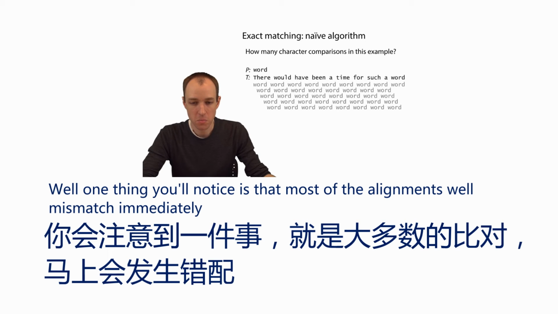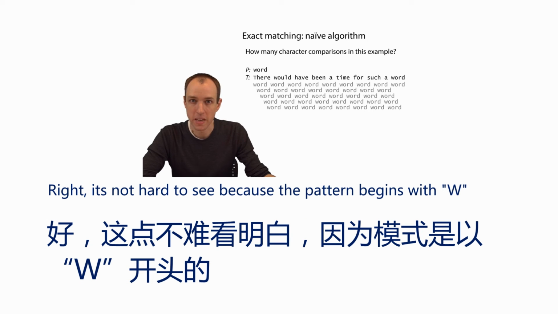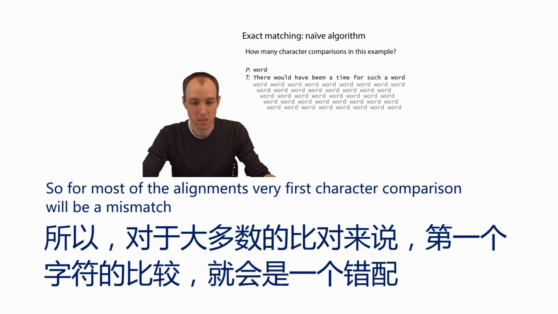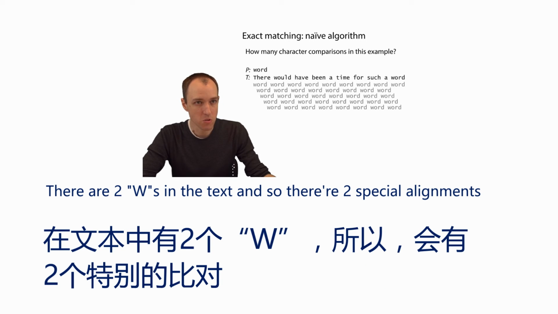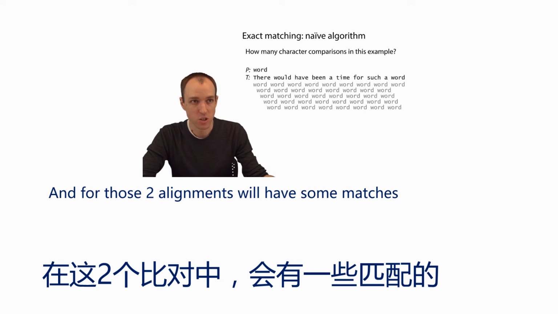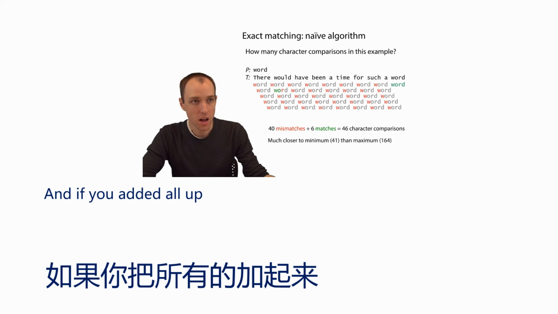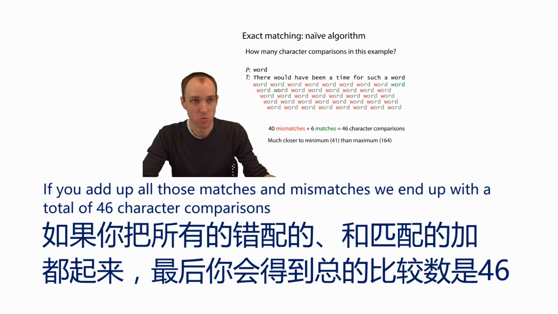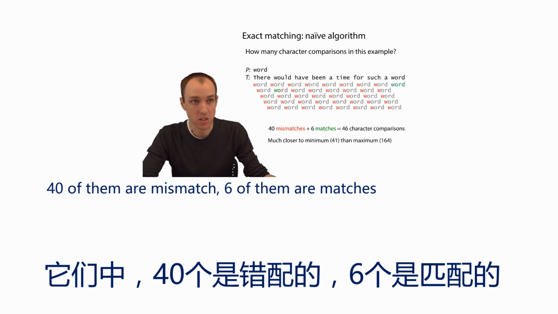Well, one thing you'll notice is that most of the alignments will mismatch immediately, right? It's not hard to see because the pattern begins with a W, and yet most of the characters in the text T are not W's. So for most of the alignments, the very first character comparison will be a mismatch. There are two W's in the text, and so there are two special alignments, and for those two alignments, we'll have some matches. I've highlighted in red all of the places where we mismatch, and in green all of the places where we match. If you add them all up, we end up with a total of 46 character comparisons. 40 of them are mismatches and 6 of them are matches.